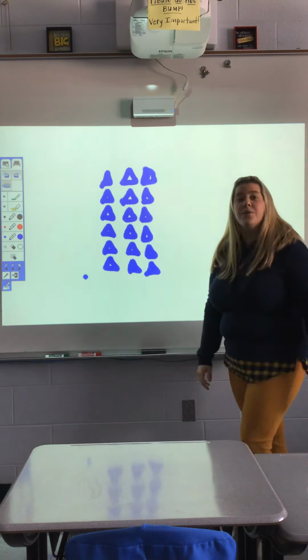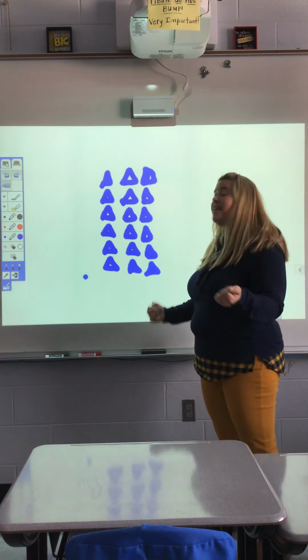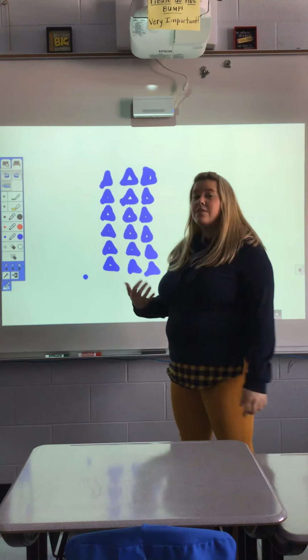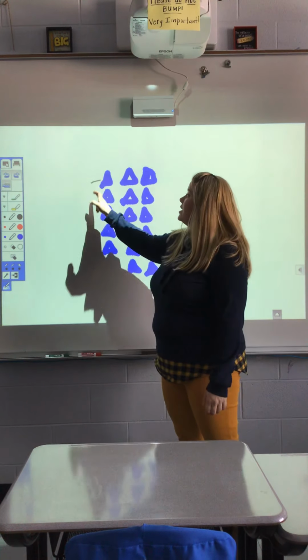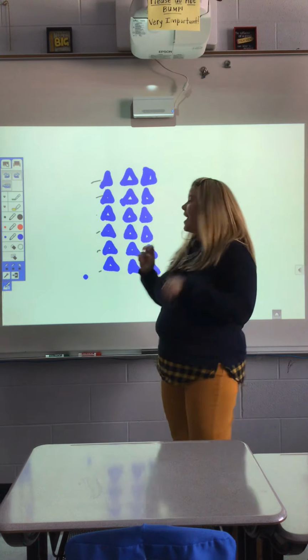Okay, let's review. Repeated addition. How do I even get started? Right, I count how many rows, because that will tell me how many blanks. 1, 2, 3, 4, 5, 6. So I needed 6 blanks.